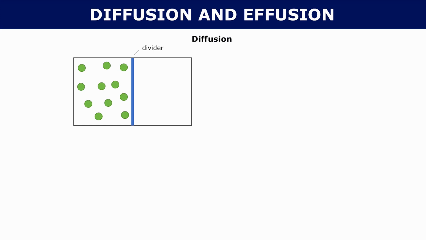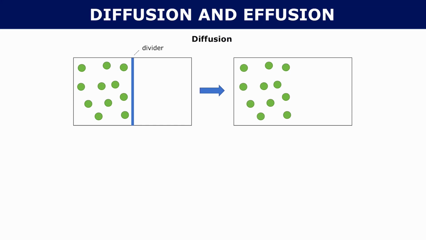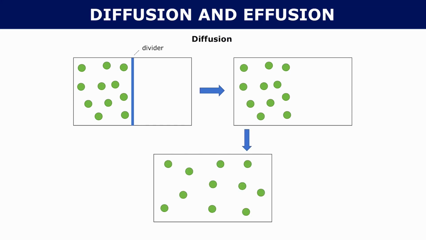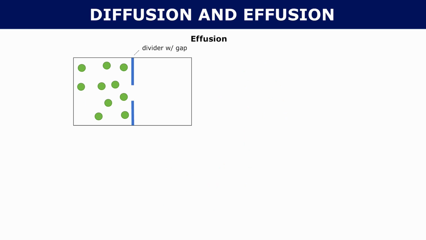Diffusion is what happens when you have some sort of gas particles separated by a divider from the rest of the container. When you get rid of the divider, the gas particles are going to move to fill up the volume of the container evenly. So it goes from being kind of contained to the left-hand side to being spread around the entire container. And that's diffusion.